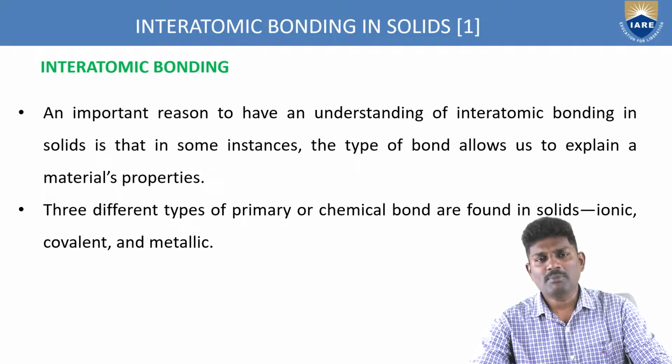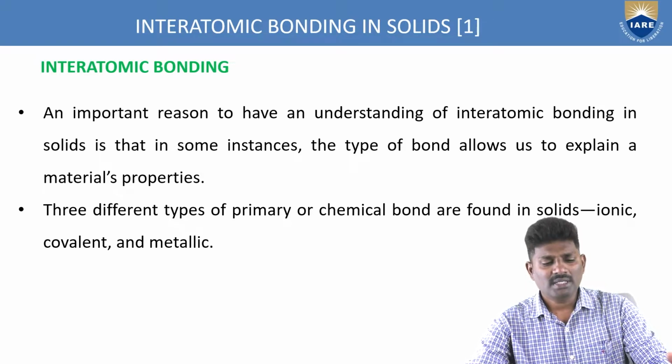Now, in types of bonding, we have two different types, that is the primary bonding as well as the secondary bonding. In the primary bonding, we again have three different types: ionic bonding, covalent bonding, and metallic bonding. The second category is the secondary type of bonding. We'll see all these different bondings in materials engineering, and the importance of these bonding energies, and how the material varies depending upon the type of bonding.